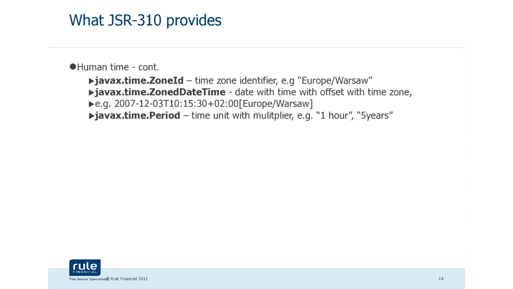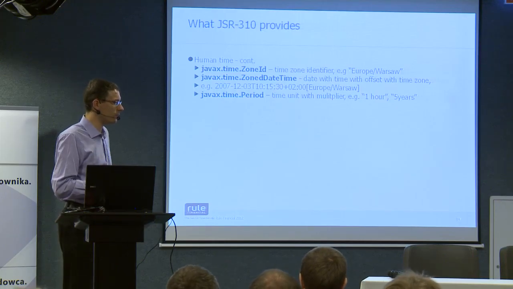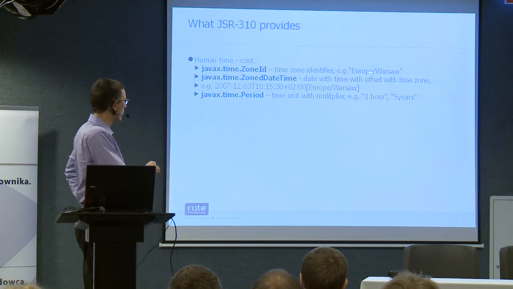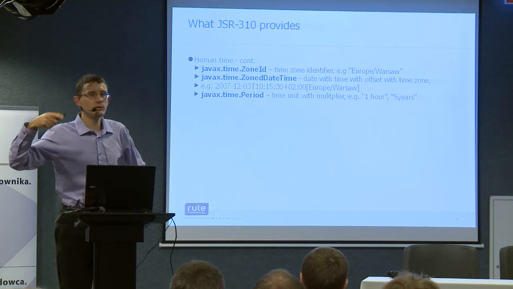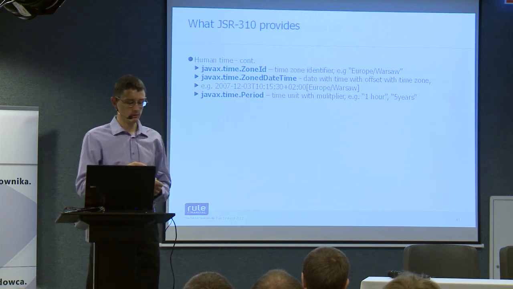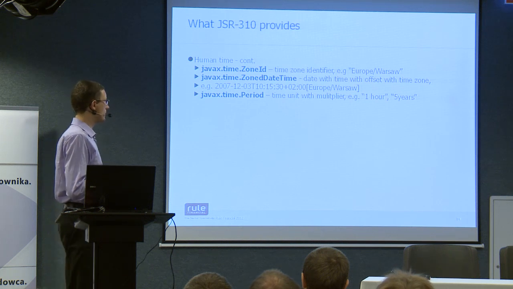Another thing, zone ID. For example, this one zone. We are in Poland now, so our zone ID is Europe Warsaw. This is the identifier of this zone. So you may wonder, why do we need zone ID if we had this offset? What's the difference between offset and zone ID? Is it one-to-one? No, it's not.